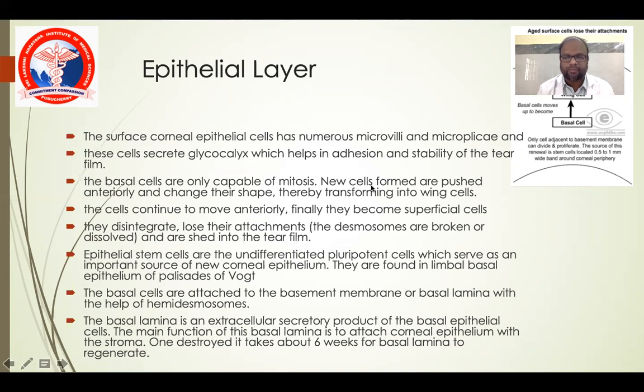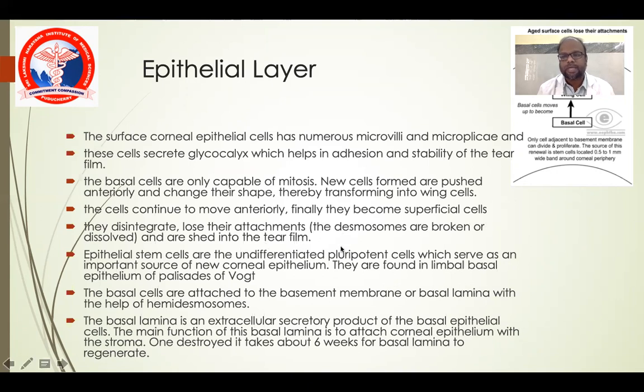The newly formed cells are pushed anteriorly. They change their shape, thereby transforming into wing cells. The cells continue to move anteriorly. Finally, they become superficial cells. What happens to the superficial cells? After a period, they disintegrate. That is, they lose their attachment. The desmosomes are broken and they are shed into the tear film.